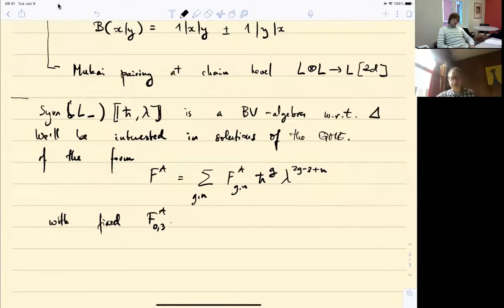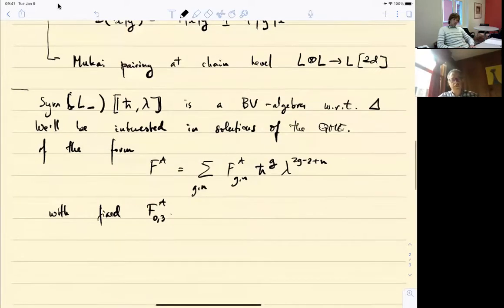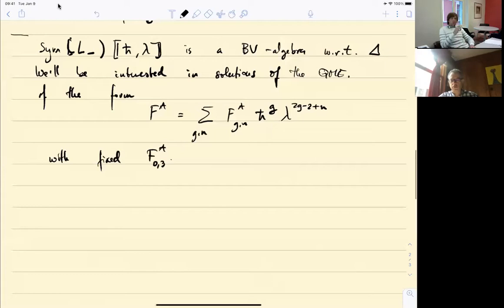F03 should be something like the product in the ordinary product. Actually, let me not say what F03 is yet. All right.